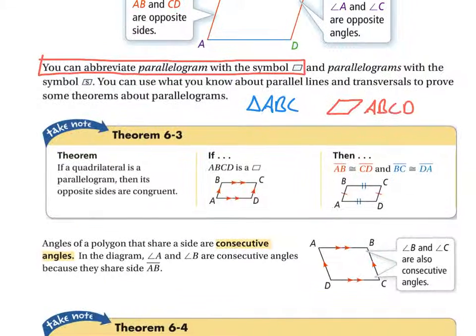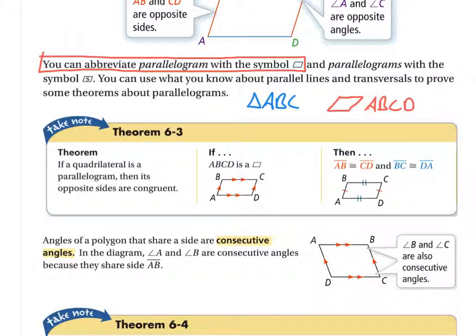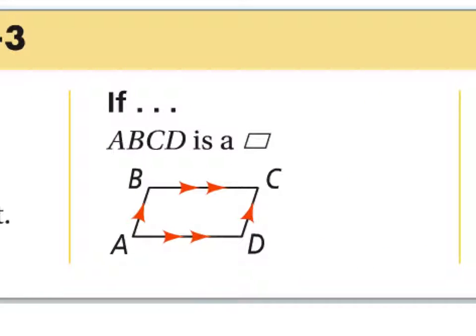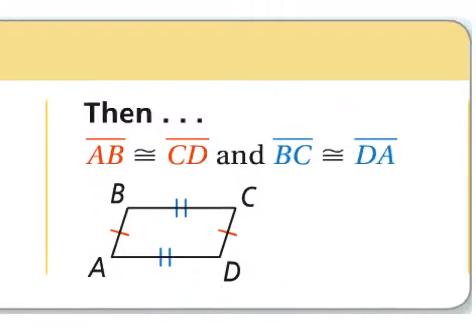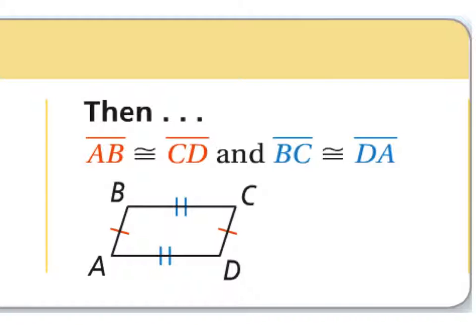Let's take a look here. Theorem 6-3. If a quadrilateral is a parallelogram, then its opposite sides are congruent. So, right away, we know, hey, we have a parallelogram ABCD. I know it's a parallelogram because the opposite sides are marked parallel, and it's a quadrilateral. Because I know that, I can say that the opposite sides are congruent. Because it's a parallelogram, the opposite sides are going to be congruent.